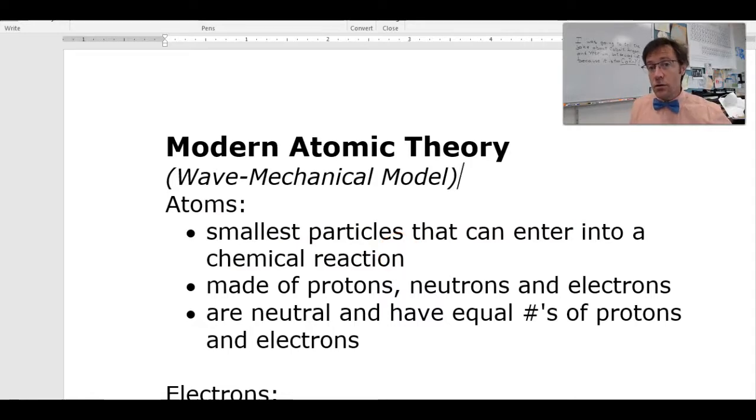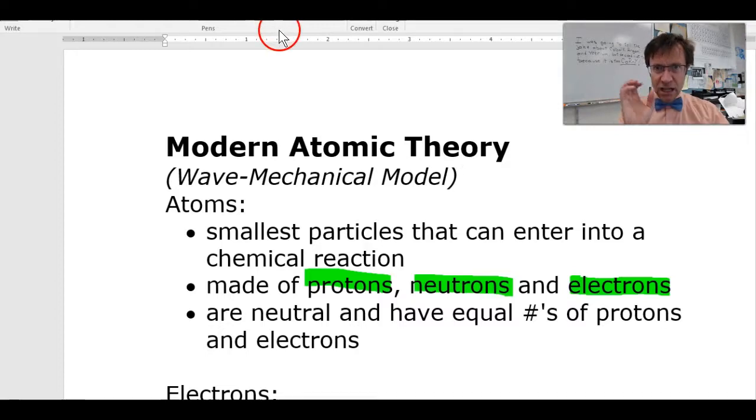Atoms are made of smaller things, but those can't enter into a chemical reaction on their own. And the things that atoms are made of are protons, neutrons, and electrons, right? Everything that you know of in this whole world is made of only three things: protons, neutrons, and electrons.